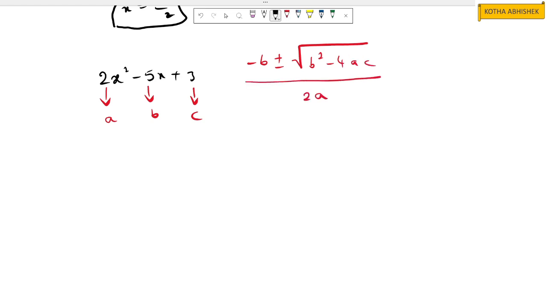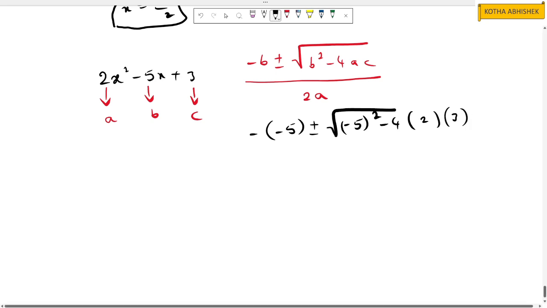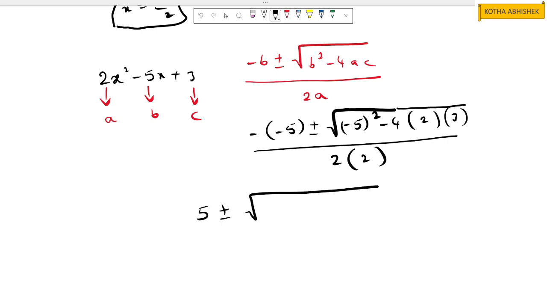Let us substitute now. Minus as it is, b value is minus 5, plus or minus under root b square, that is minus 5 whole square, minus 4 into a value is 2 into c value is 3, divided by 2 into a value is 2. So now it will be minus of minus 5 plus or minus under root minus 5 square 25 minus 4 into 2 into 3, 8 times 3 is 24, divided by 2 into 2 is 4. Let us try to simplify this further.